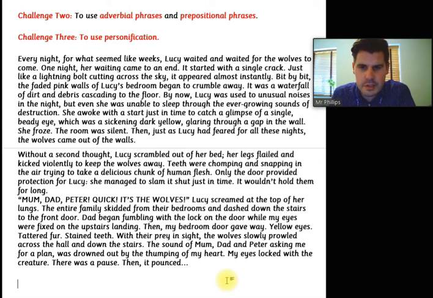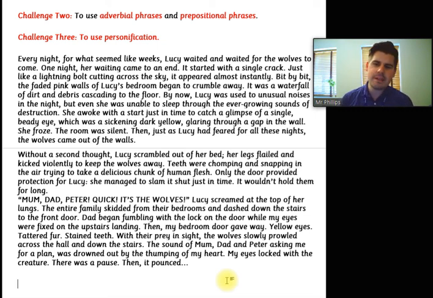Without a second thought, Lucy scrambled out of her bed. Her legs flailed and kicked violently to keep the wolves away. Teeth were chomping and snapping in the air, trying to take a delicious chunk of human flesh. Only the door provided protection for Lucy. She managed to slam it shut just in time. It wouldn't hold them for long.